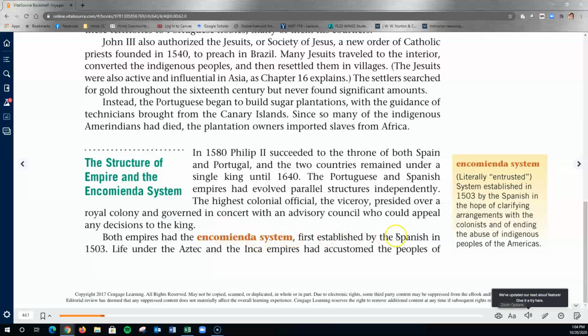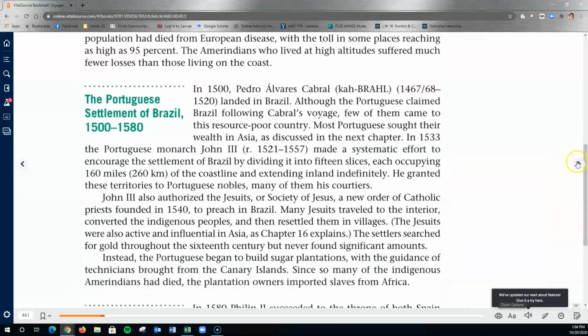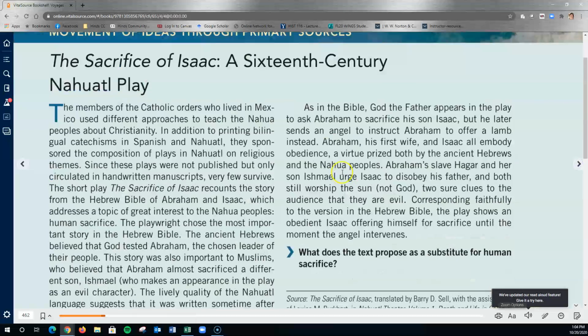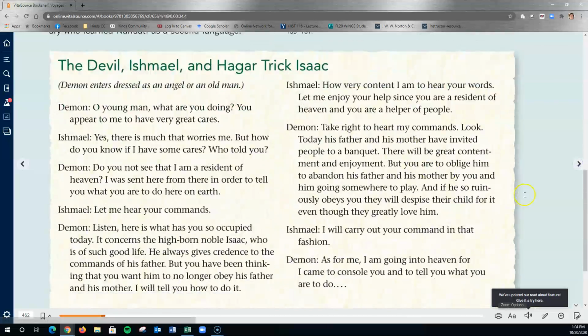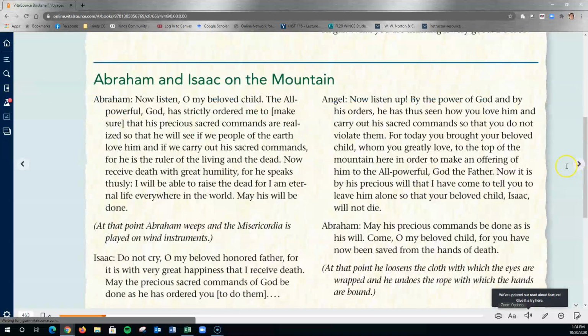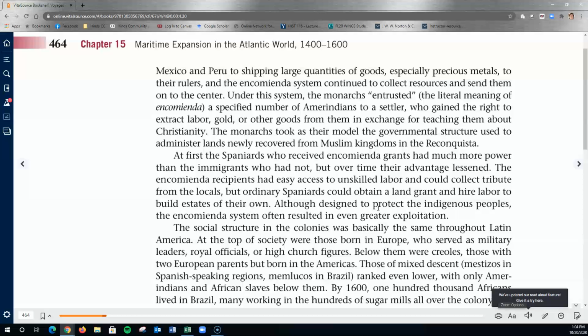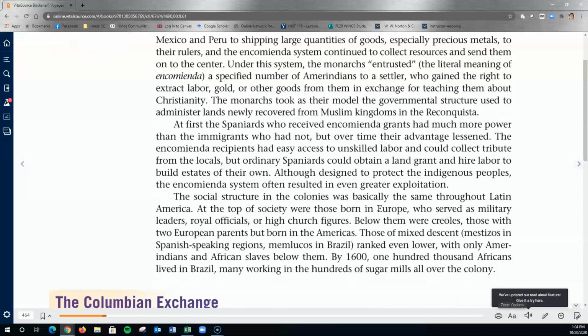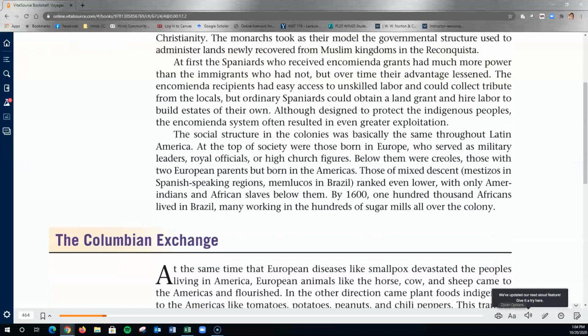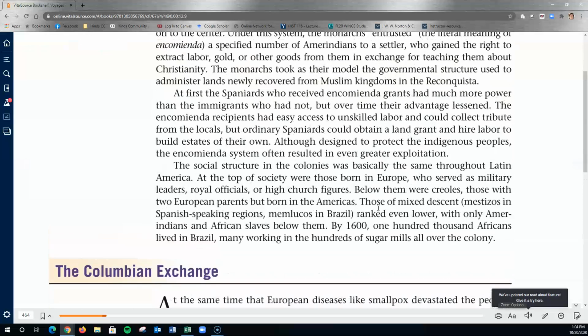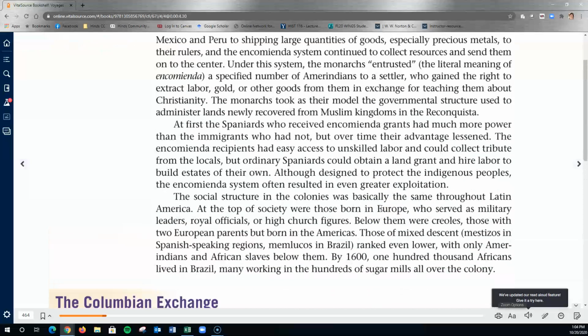You can read about the encomienda here. Okay, after conquering the Aztecs and the Inca, many of the Native Americans would be used as a slave system, and it doesn't work because they end up dying. Also, the king was not really very supportive of the encomienda because he didn't have a whole lot of control over it.